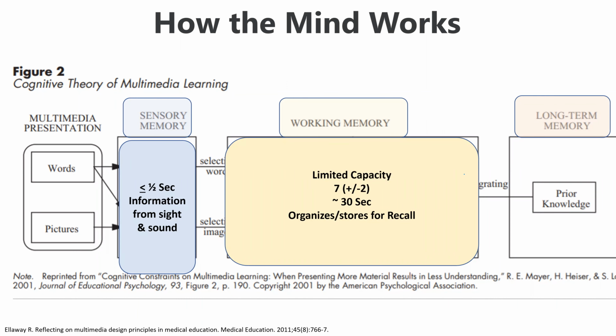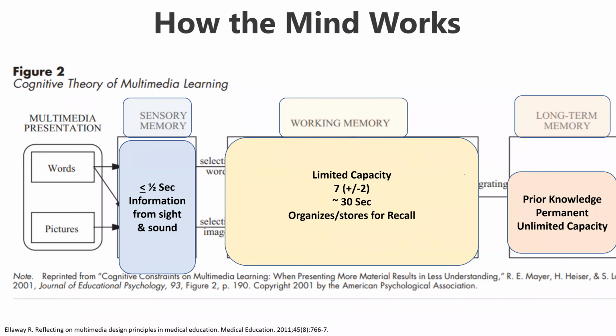And this working memory has what they call a limited capacity. So it can store what they call 7 units, plus or minus 2. So for some of them it's like 9 units or 12. So the information is stored in units. It's stored for recall, but it doesn't stay there. In order for you to recall it, it has to be organized and stored in your long-term memory. And this has to click with your prior knowledge, so it can be permanent and of unlimited capacity.